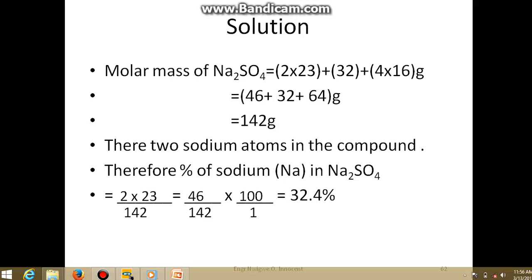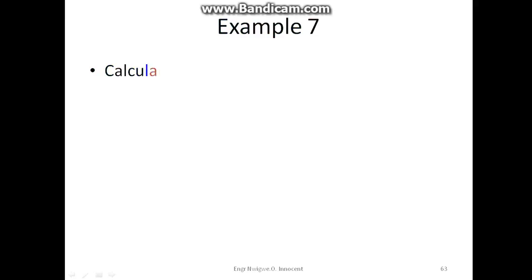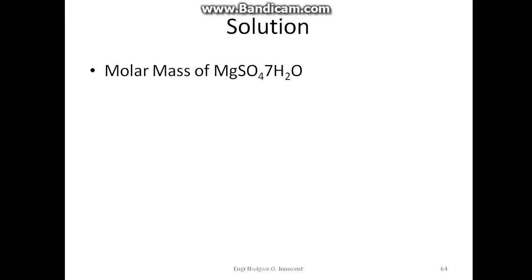Calculate the percentage by mass of water of crystallization in magnesium tetraoxosulfate(VI) heptahydrate. Solution. First of all, we have to get the molecular mass of magnesium tetraoxosulfate(VI) heptahydrate. Then, the molar mass of magnesium atom is 24, the molar mass of sulfur is 32, the molar mass of oxygen is 16 times 4 atoms of oxygen, plus the molar mass of hydrogen is 2, plus 16, the molar mass of oxygen.